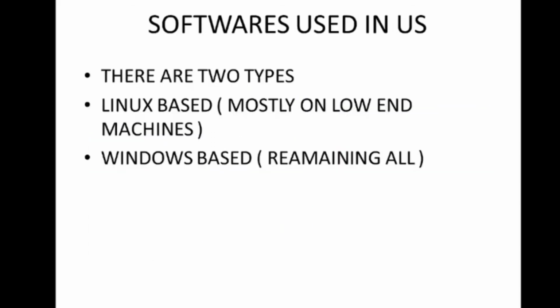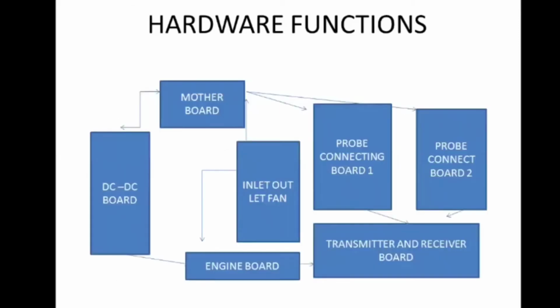Now, hardware functions. What is hardware? Hardware is nothing but the boards that are used in ultrasound. Boards vary from machine to machine, because the functions and features of every machine are quite different from each other, so the boards we use in ultrasound vary accordingly. These are the common boards.